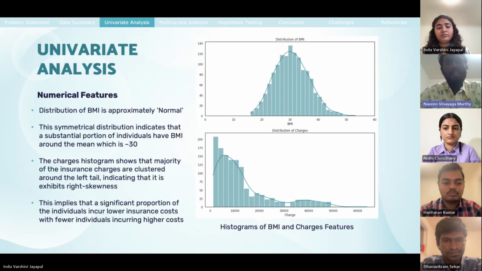Taking a look at the histogram of BMI, we can see that the distribution of BMI is normal. Most of the BMIs are centered around the mean, which is 30. Moving on to the histogram of insurance charges, we can clearly see that the distribution is not normal and it is skewed to the right. And we can also gather that most of the patients incur charges up to 15,000 US dollars. Now for multivariate analysis, Dhanavikram will be taking you through.